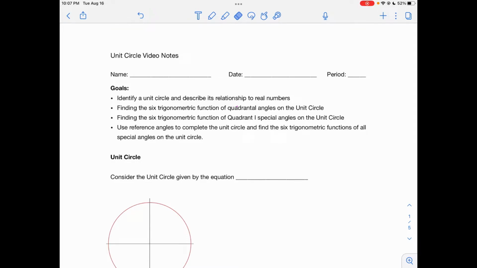In today's video, we're going to learn about the unit circle. We're going to identify what the unit circle is and describe its relationship to real numbers, find the 6 trigonometric functions of quadrantal angles on the unit circle, find the 6 trigonometric functions of the special angles in quadrant 1 on the unit circle, and then use reference angles that we learned in the last video to find all the other special angles on the unit circle.